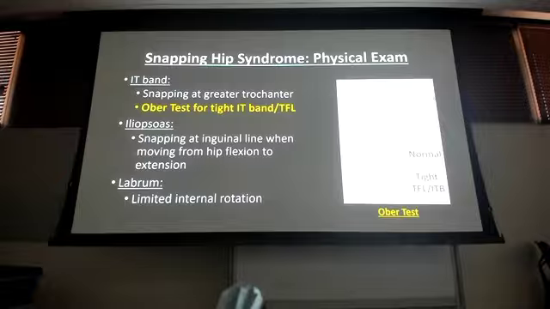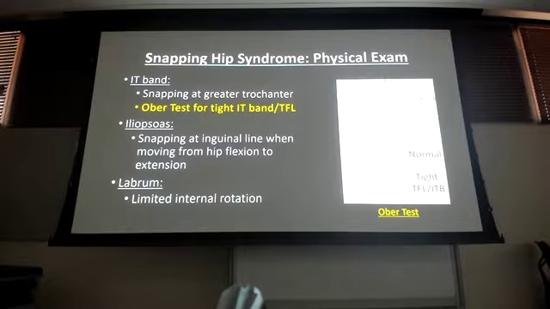But for the snapping at the greater trochanter, you're going to do an Ober test for a tight IT band, TFL. What is TFL? Fascia, right? I like the way you said that. It's the tensor fasciae latae. Basically, that is another component of that lateral IT band structure. Would you agree that the IT band, while it does help moderately with flexion and extension of the thigh, mainly helps with abduction of the hip?